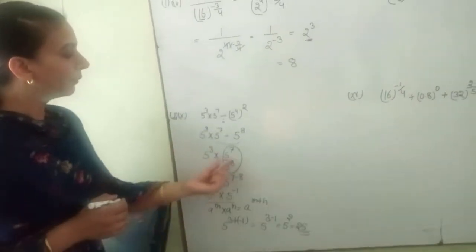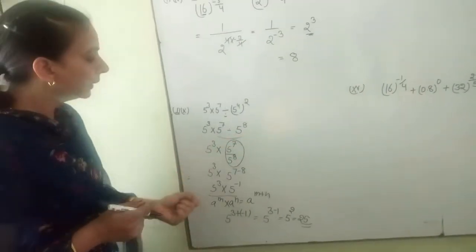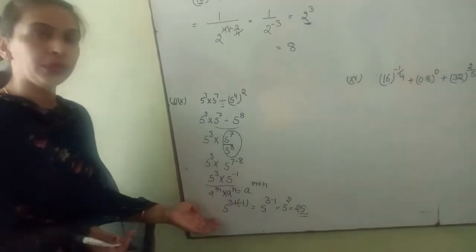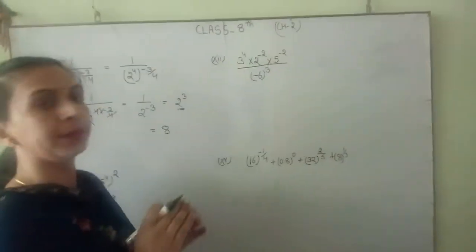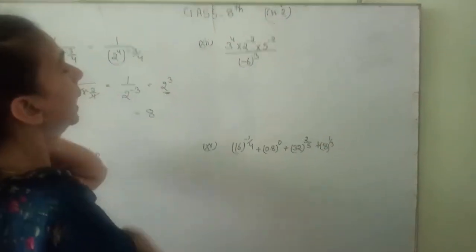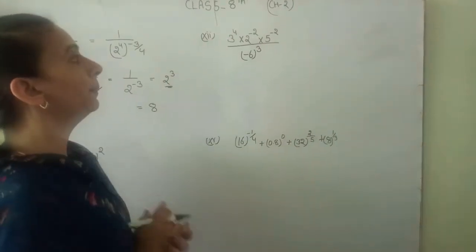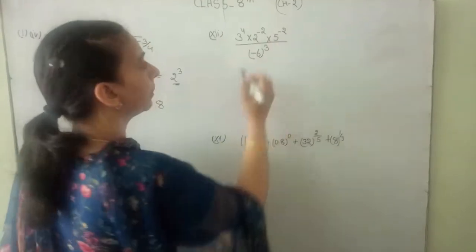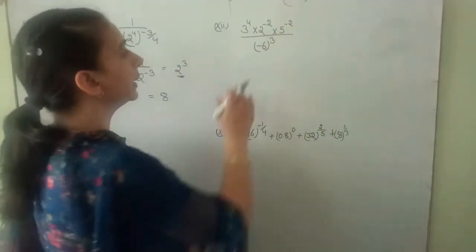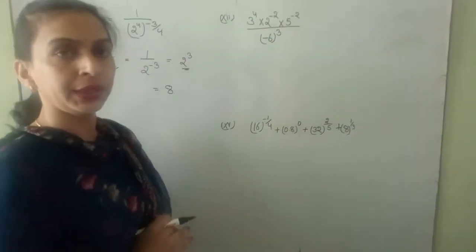Okay students, first we use the power law, then we use the quotient law, again we use the product law. Okay, then question number first, part number 12: 3 raised to the power 4 multiplied by 2 raised to the power minus 2 multiplied by 5 raised to the power minus 2 divided by (minus 6) raised to the power 3.